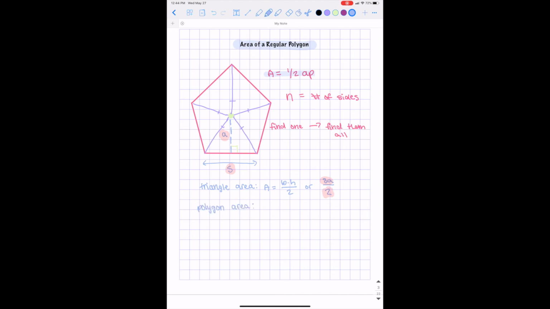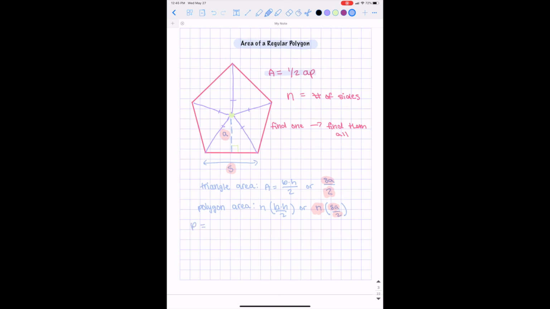Now to find the area of the whole polygon, we're going to have to do the number of sides times the base times the height divided by 2, or n times s times a divided by 2. Once again, n is the number of sides. So to get this formula, A equals half a p, we must find the perimeter. And the perimeter of every triangle is equal.